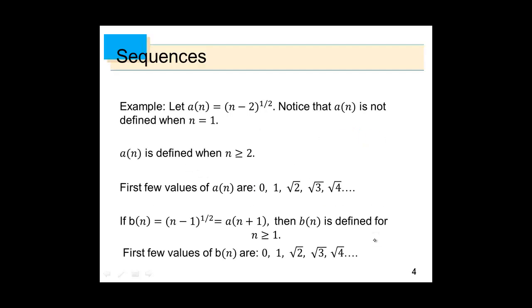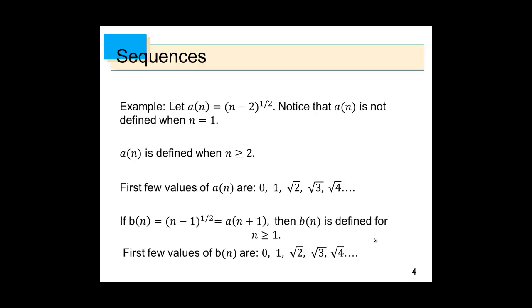Now, next example: a of n is n minus 2 to the half, right? Now, notice that when n is 1, this sequence is undefined. Undefined means the value is not a real number, okay? So for us, this sequence is undefined because we are interested in real-valued sequences. So in this case, I cannot start the domain at n equals 1. I have to start at n equals 2, right?